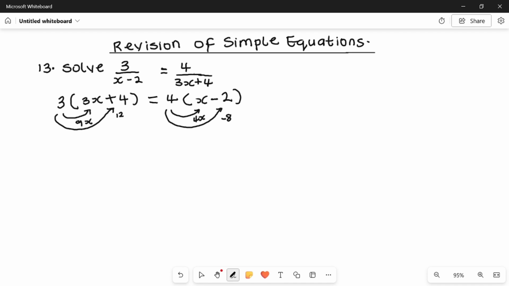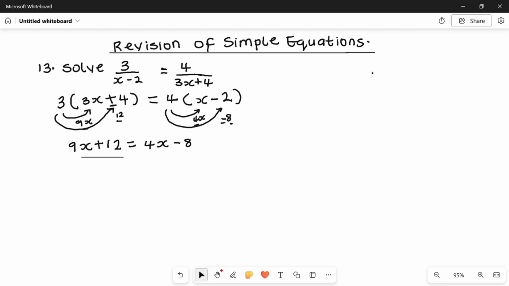We have 9x, the sign plus 12 equals to 4x minus 8. So now if you check, 9x and plus 12 are not like terms, so they cannot go. Similarly, 4x minus 8 are not like terms.